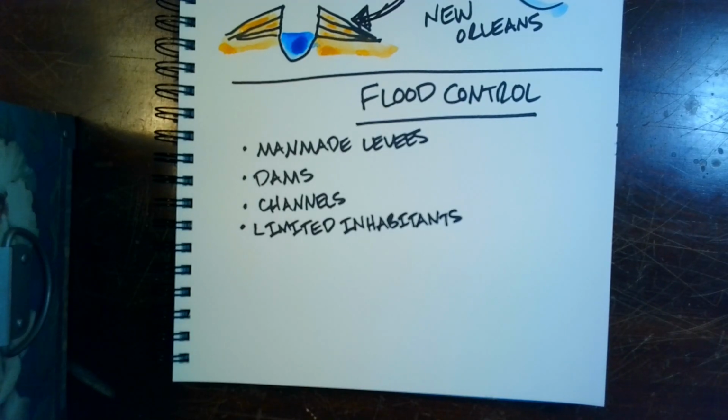All of these are expensive infrastructure, so one of the solutions that people have is to not live on active floodplains.